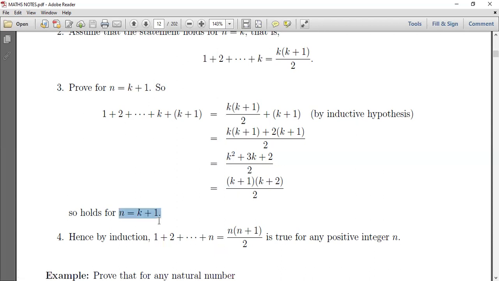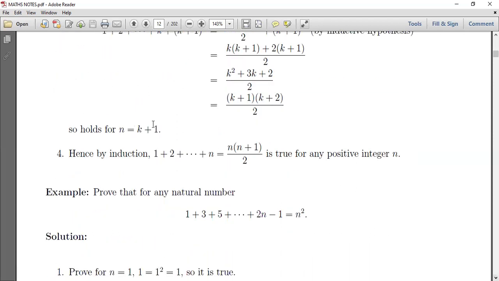This shows that this statement holds for k plus 1, which means that this statement is true for 1. So when you're concluding this, how do you conclude? By induction, it is true that the statement is true for n equal to 1. By induction, it's true that this statement is true for n equal to 1, n equal to 2, n equal to 3, and n equal to k, and n equal to k plus 1.